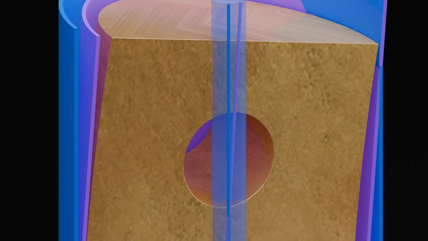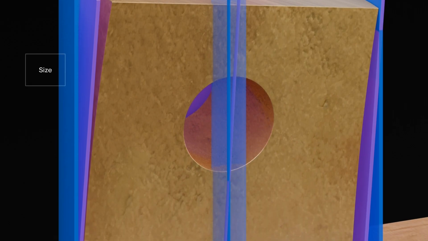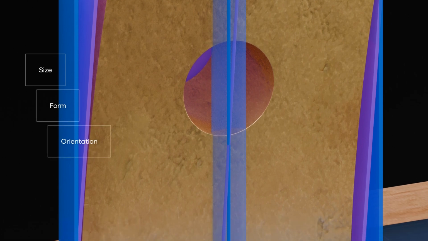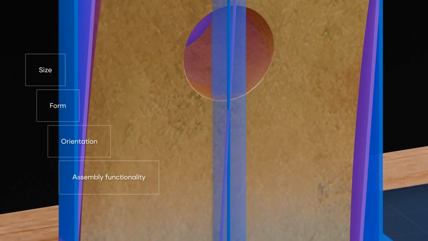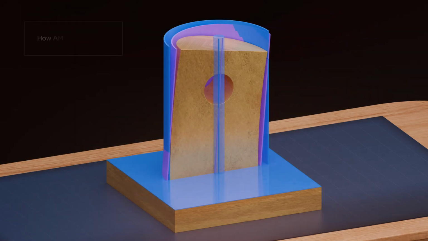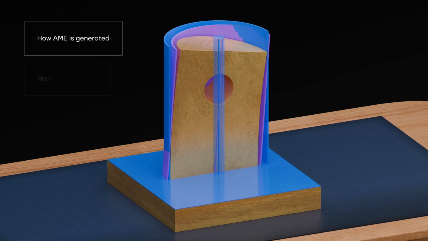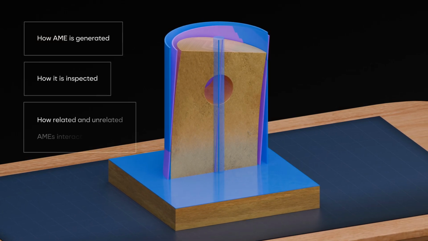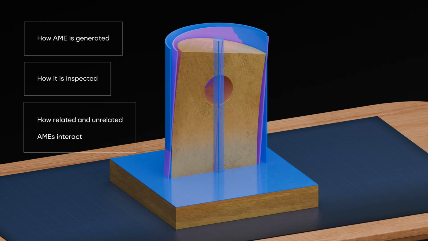Understanding AME helps you clearly see the relationship between size, form, orientation, and assembly functionality. I hope this explanation clarifies how AME is generated, how it is inspected, and how related and unrelated AMEs interact.